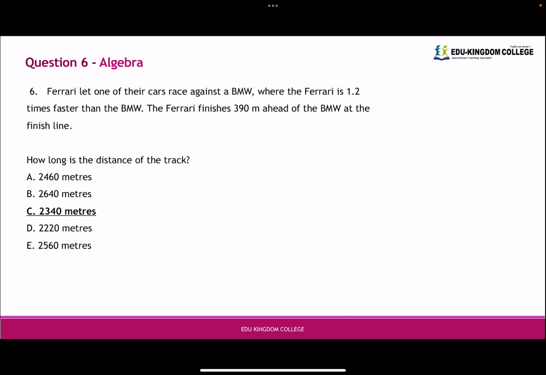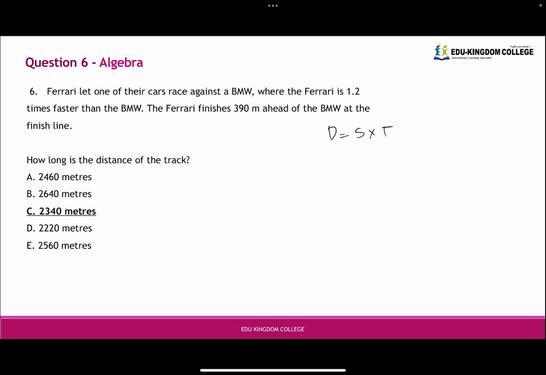Now, we have a Ferrari and a BMW. The Ferrari is 1.2 times faster than the BMW, and the Ferrari finishes 390 meters ahead of the BMW. Now, what is the relationship between speed, distance, time? So, distance equals speed times time. Always, distance equals speed times time.